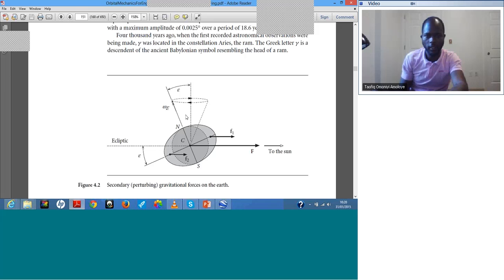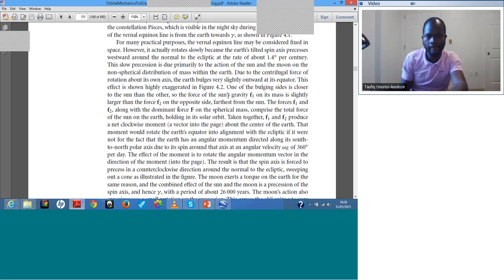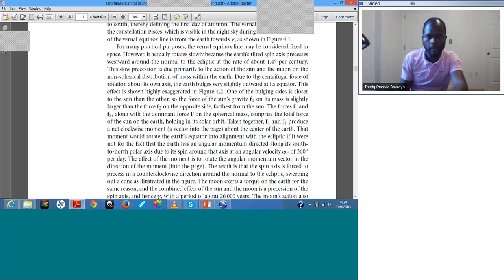So it's interesting to see that it's almost like forming out an imaginary cone. So we see why that is the case. So the rate at which it precesses is 1.4 degrees per century. This slow precession is due primarily to the action of the sun and the moon on the non-spherical distribution of mass within the Earth.